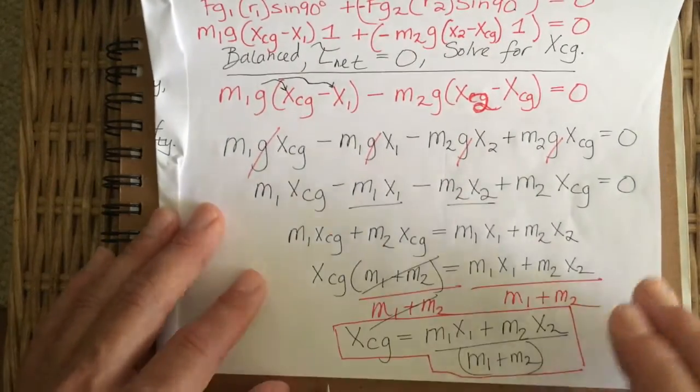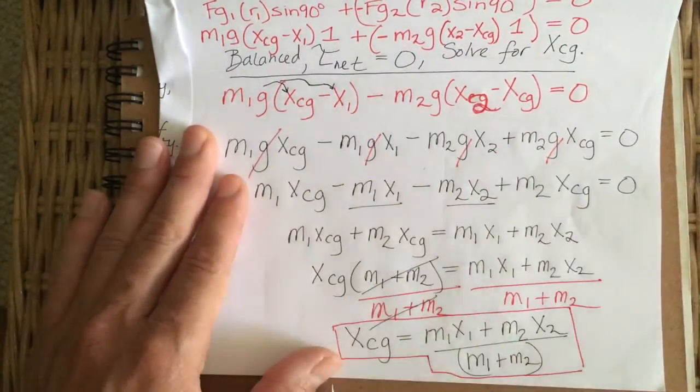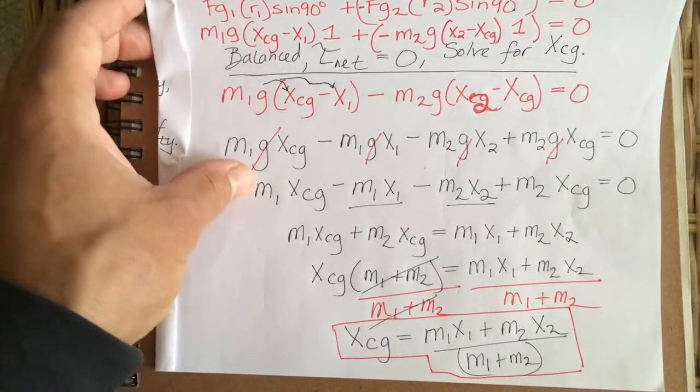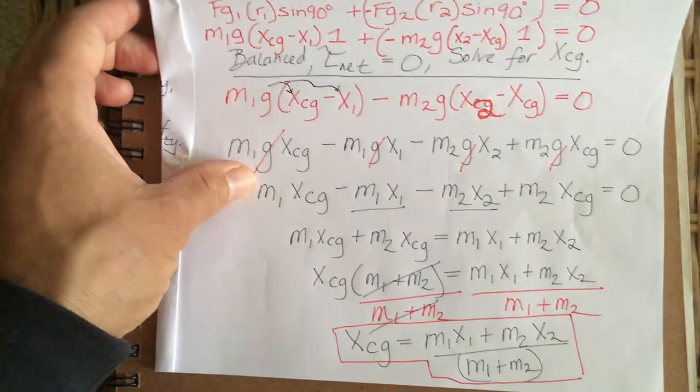All right, so there you have it. Hopefully you got all that written down. You can pause it if you need to. And let's go ahead and do an example. All right, so let's look at example 7.13. And they tell us here that we have a 1 meter long dumbbell.